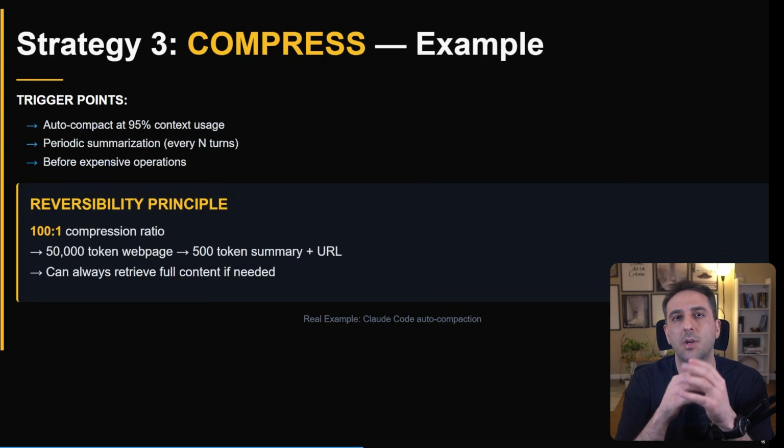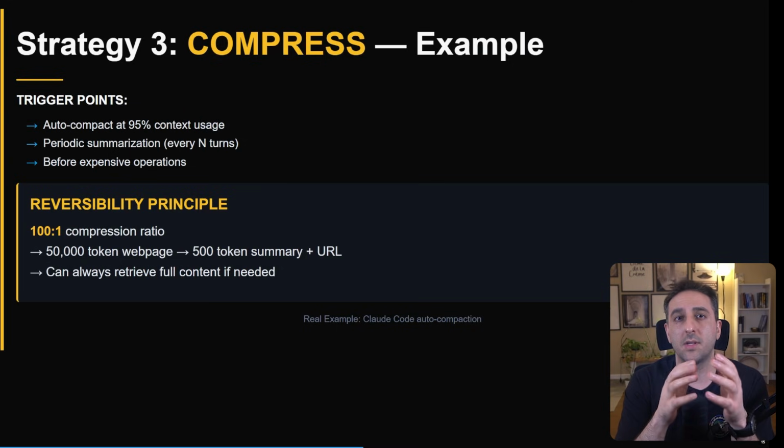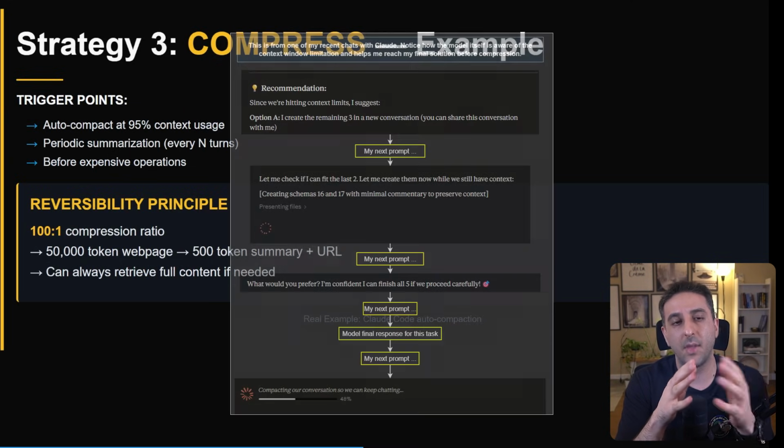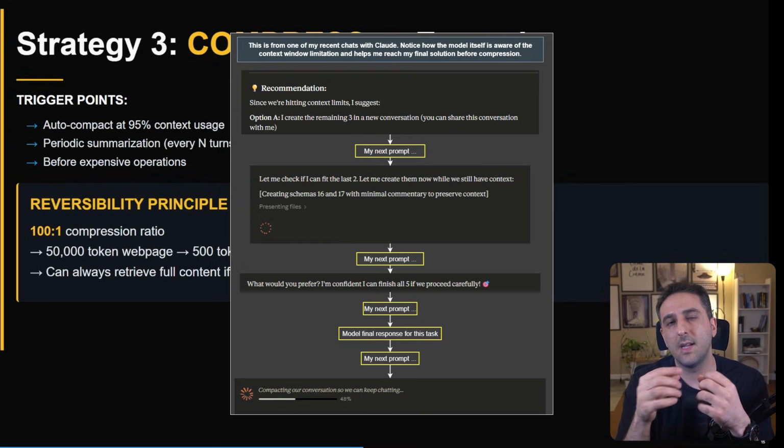There is this concept called the reversibility principle that suggests we can achieve 100 to 1 compression ratios. For example, take a 50,000 token web page, compress it to a 500 token summary plus the URL. And if we need the full content later, we can always retrieve it. Claude Code actually does this automatically. When context usage gets high, it triggers a background process to summarize the conversation history.